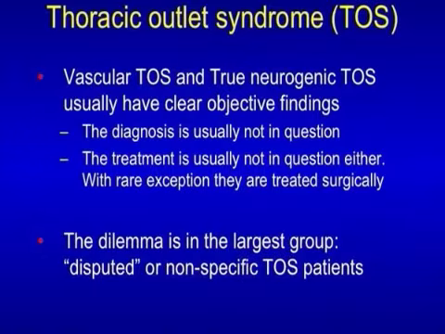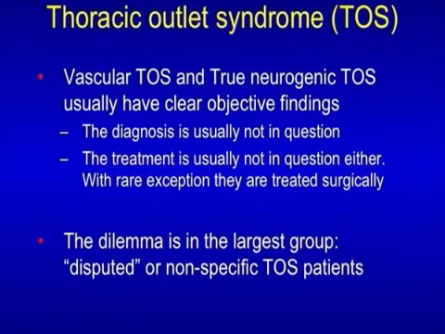Since the vascular and the true neurogenic forms usually have clear objective findings, the diagnosis is rarely in question, and in reality, the treatment's rarely in question. In most of those patients, they're going to need surgery. Because they're typically young, I would not recommend stenting of either the vein or the artery. The long-term durability of stents is fairly poor, especially in this area where there's a lot of movement. They tend to fracture and eventually thrombose. So I think the vast majority of these vascular patients, and certainly the true neurogenic TOS, all require surgery.